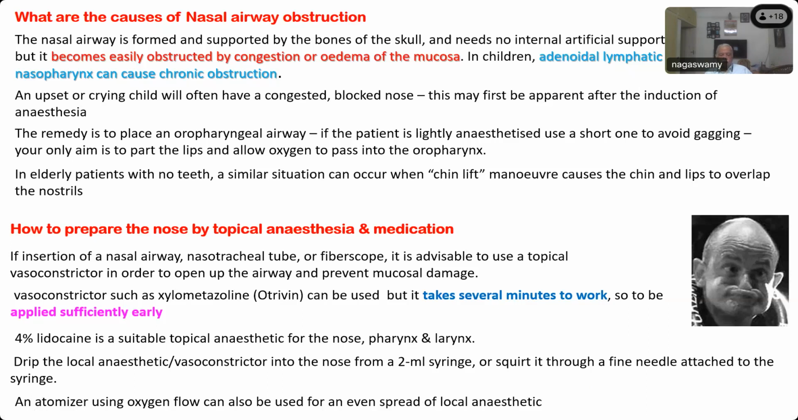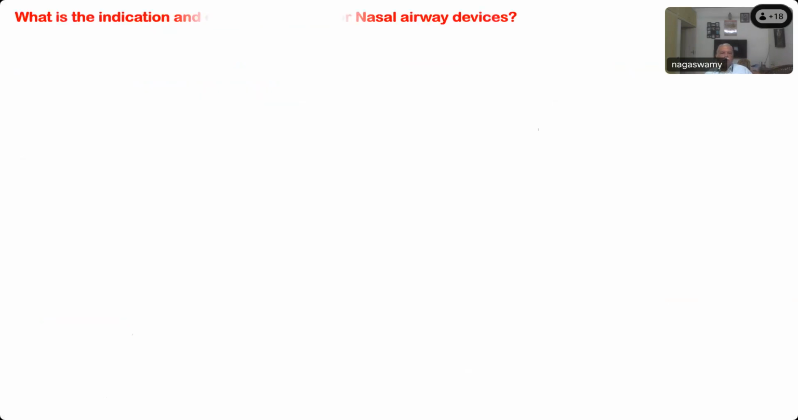You can also use an inhaler for patients to inhale the local anesthetic, which is broken down into small particles with an oxygen flow. That also can be done.